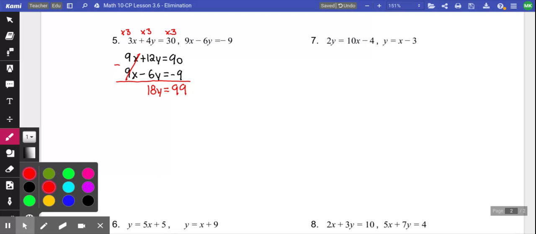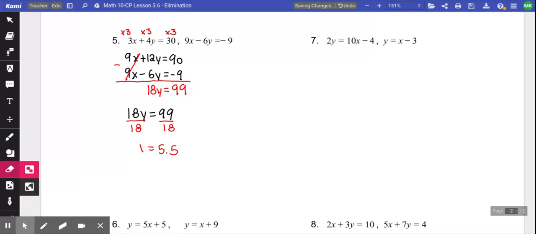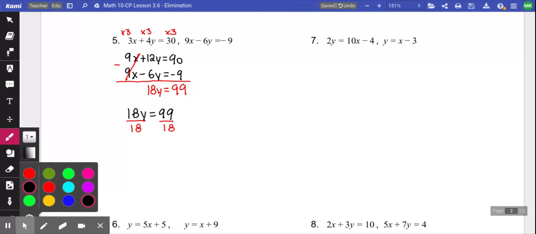I know what y equals. How'd you figure it out first? So we have 18y equals 99. You divide 99 by 18. So he's going to divide both sides by 18, and then what do you get? 5.5. Perfect. So I'm dividing the 18 from both sides. I'm left with y equals 5.5.